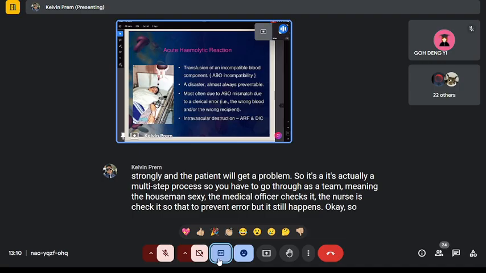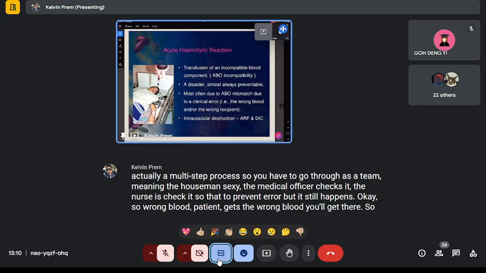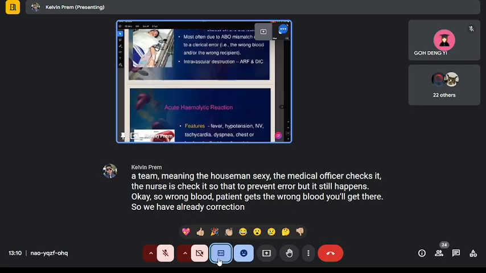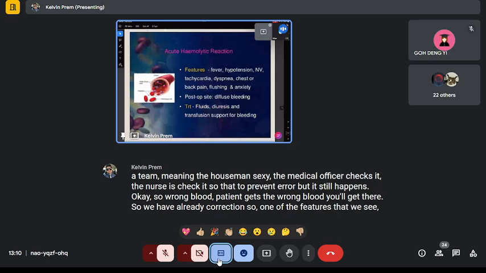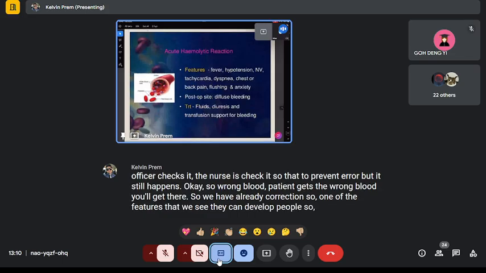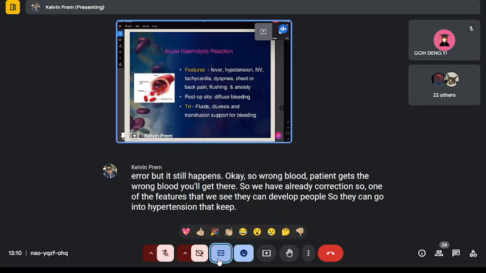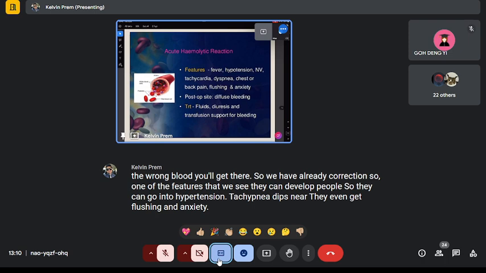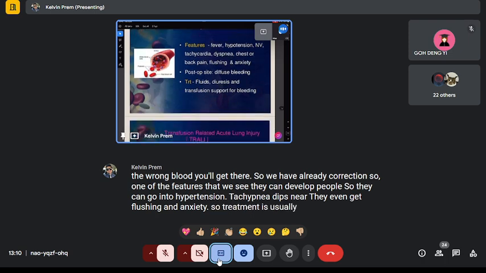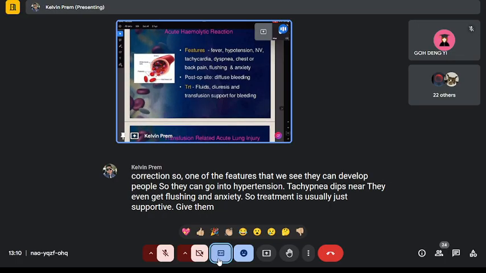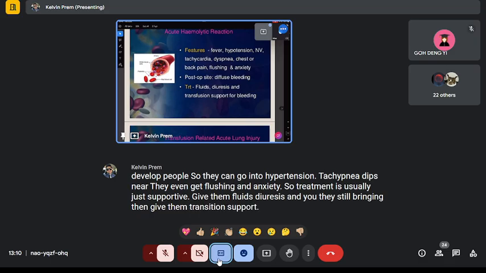So if the patient gets the wrong blood, they'll get a severe hemolytic reaction. One of the features that we see is they can develop fever, they can go into hypotension, tachypnea, dyspnea. They even get flushing and anxiety. Treatment is usually just supportive. Give them fluids, diuresis, and if they're still bleeding, then give them transfusion support.